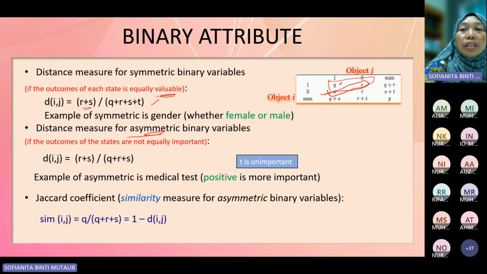We have to consider the difference, which is referring to the count of R plus S, but in terms of the divider, we only consider Q, R plus S. Yeah, Q, R plus S. Okay, yeah. So this is what we call the distance for binary.